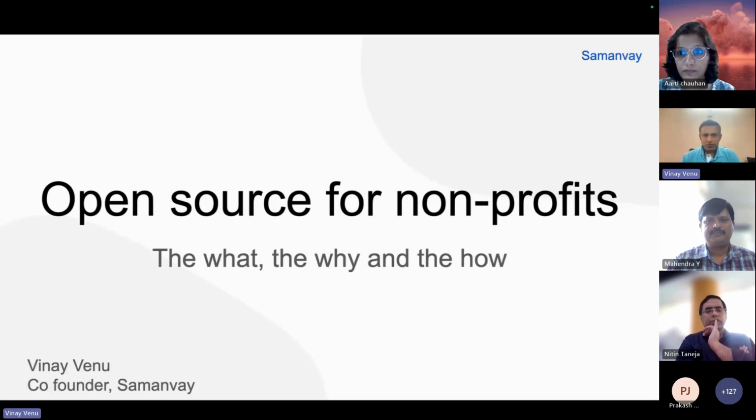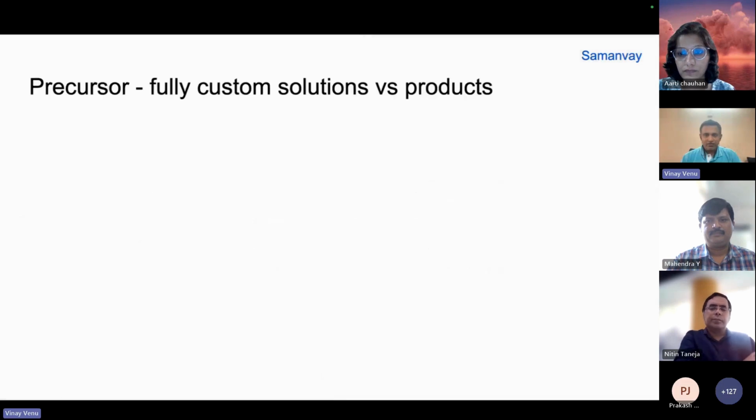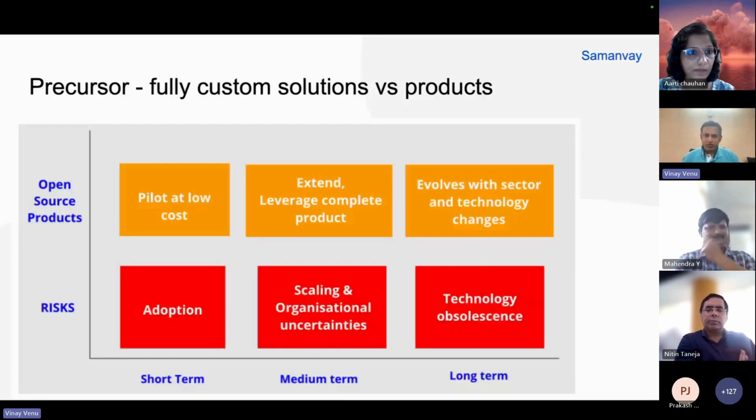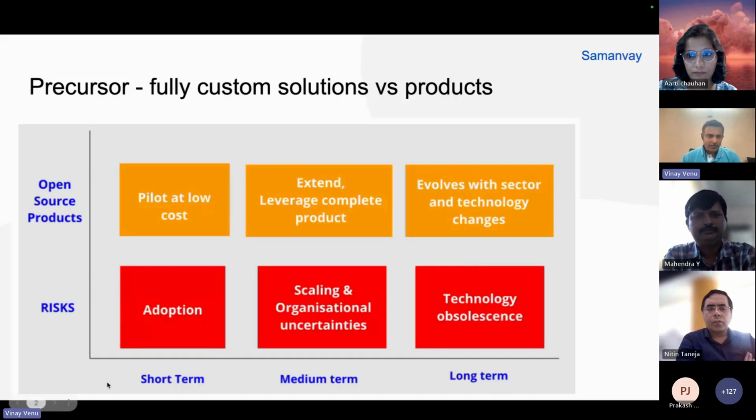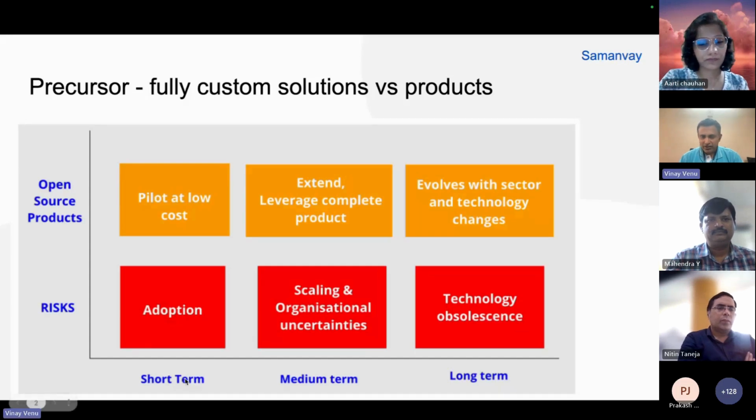Now, before we get into open source itself, I wanted to give a brief idea of what we're going to talk about. First, the what is about technology in an organization, and you'll see a graph here about organizations trying to adopt technology and the kind of risks that organizations will have when they start adopting technology. In the short term, when you're starting off, the first problem would be, will this actually get adoption? Is this really worth doing? So what you really need to do is some kind of a pilot, right?